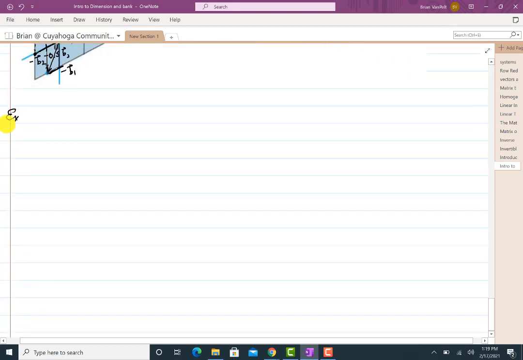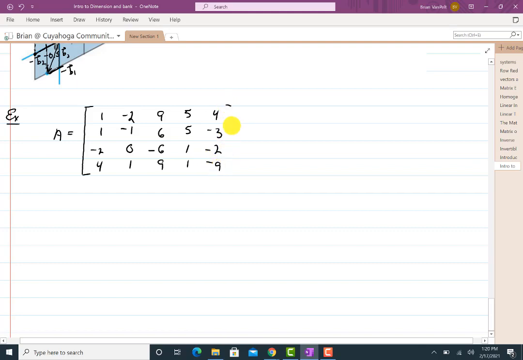Another example. This time I'm going to give you a matrix, and it will have 4 rows. So we have 1, 1, negative 2, 4, negative 2, negative 1, 0, 1, 9, 6, negative 6, 9, 5, 5, 1, 1, 4, negative 3, negative 2, negative 9.